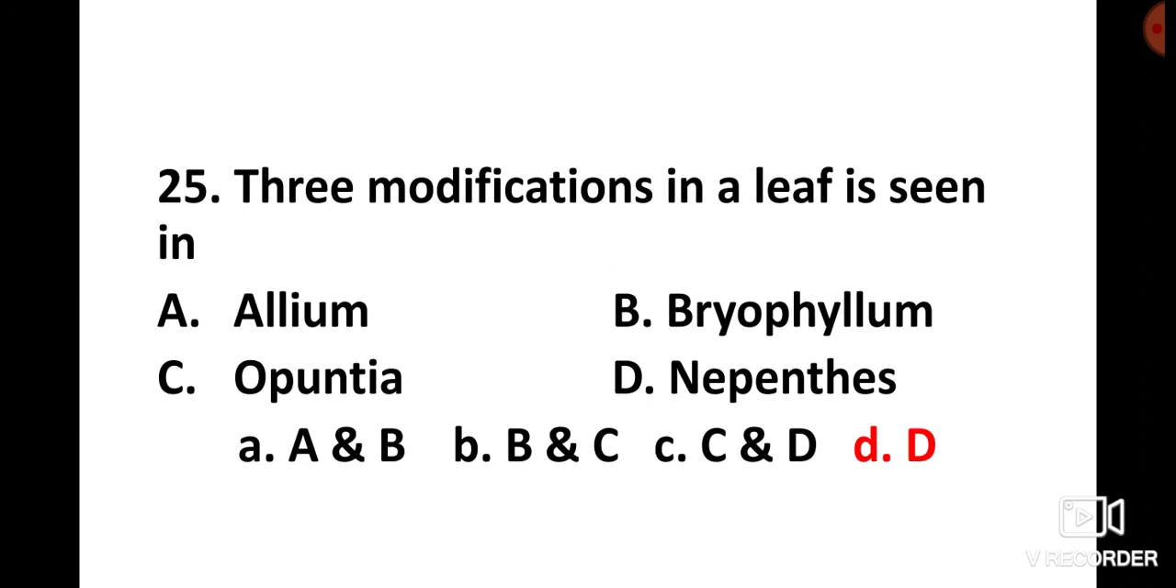Question number 25. 3 modifications in a leaf is seen in Allium, Bryophyllum, Opuntia, Nepenthes. Right answer is D, that is Nepenthes. In this plant, 3 modifications are observed.